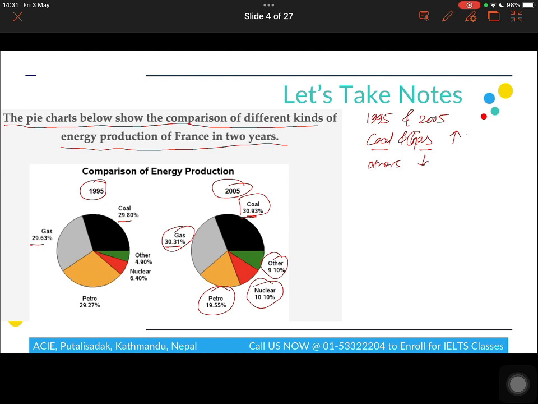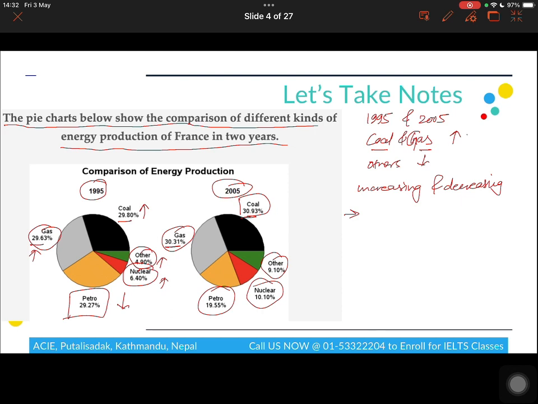Now, after which we can also look at the increasing and decreasing trends, right? Now, in this case, what we can see is gas has increased, coal has also increased by a marginal amount, but it has. Others has also increased. Nuclear has also increased, while petrol is the only one which has decreased, right?